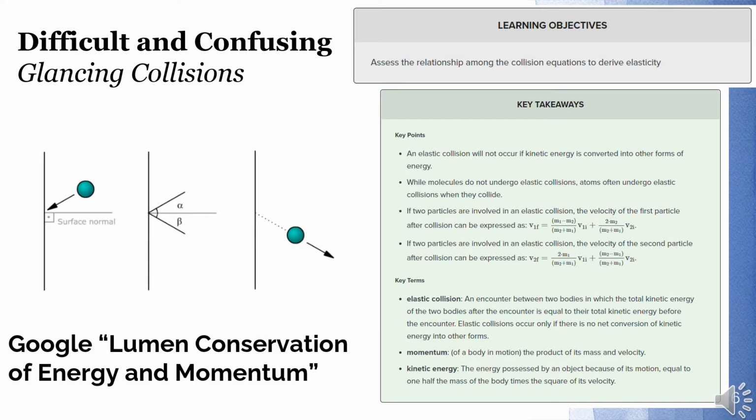For me, the most mathematically difficult aspect was the lecture on glancing collisions. I did a bit of searching and found an article on lumenlearning.com under their linear momentum and collision section. It walked through the different concepts for glancing collisions. It highlighted learning objectives, key takeaways, helpful diagrams, and worked through the math. If you ever struggle with collisions, this is definitely worth your time to look through.